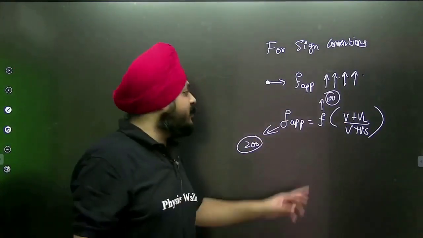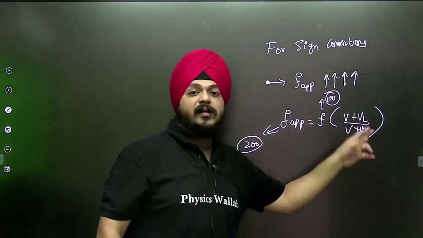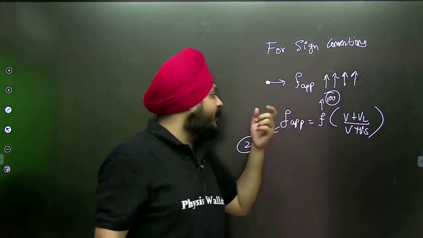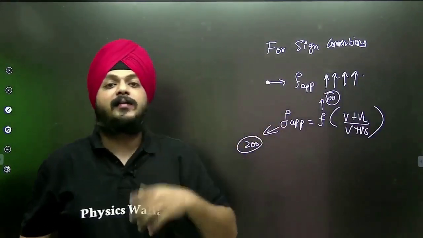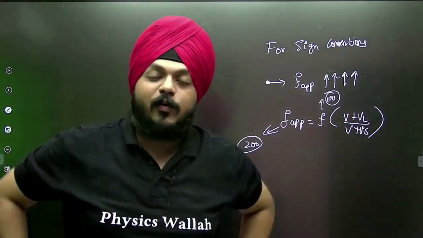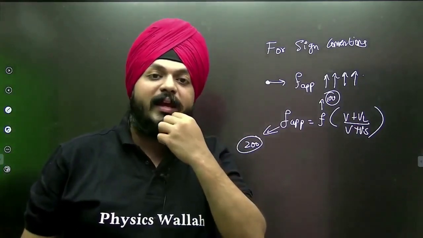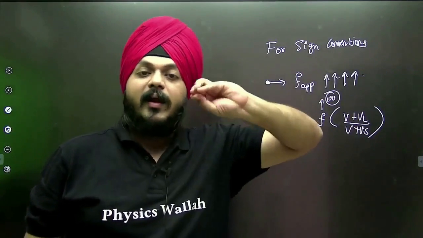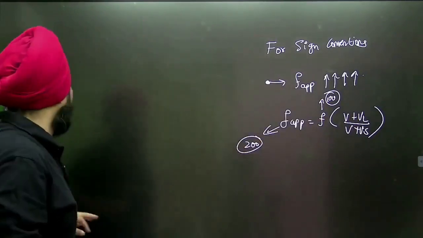So for sign conventions, we need to adjust the value such that F apparent is higher than F. Don't get worried about the sign conventions. We are going to see the 1D and 2D cases of the Doppler effect, and we are going to understand the sign conventions through them.